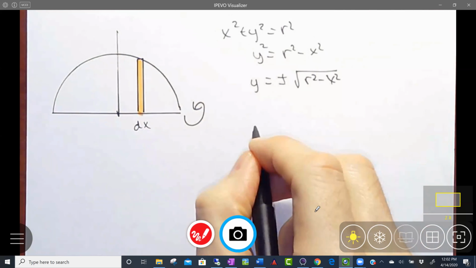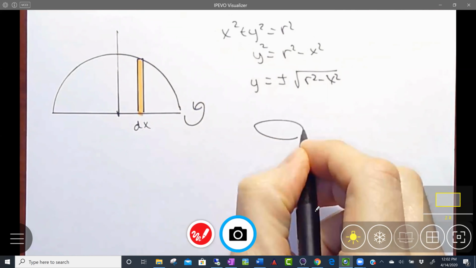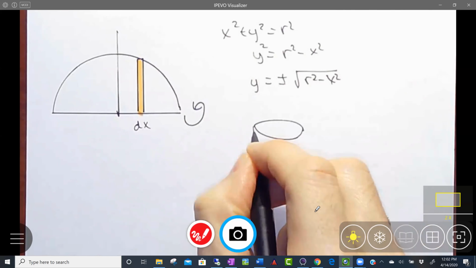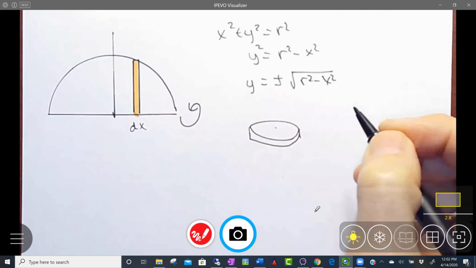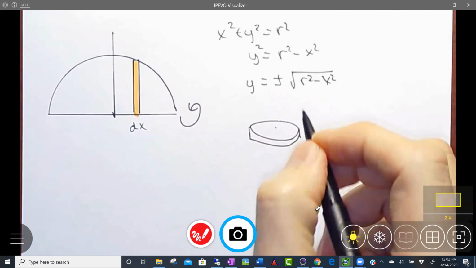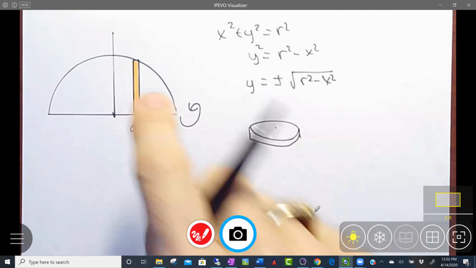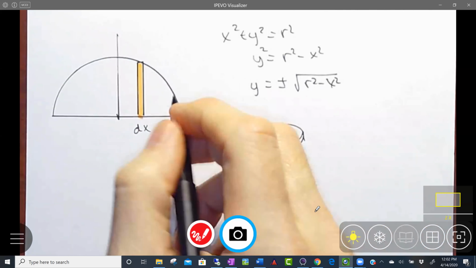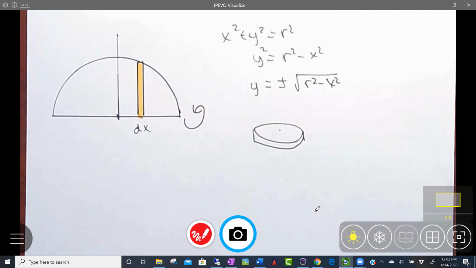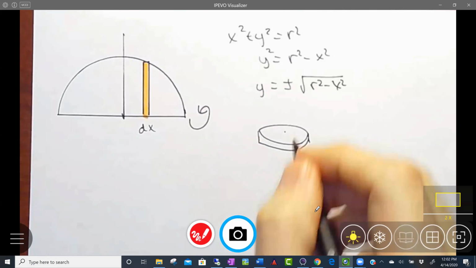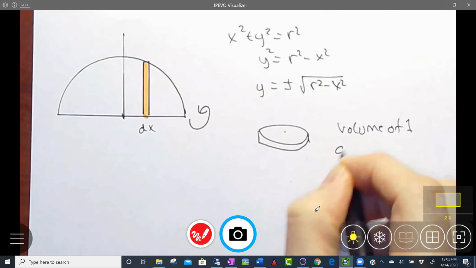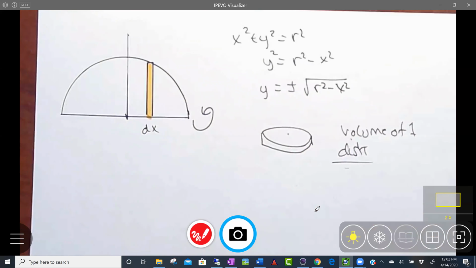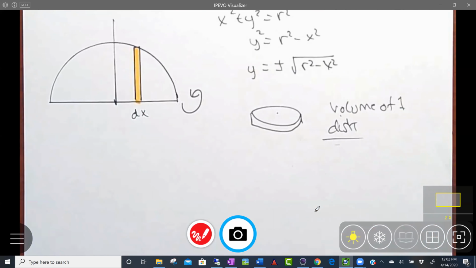All right. Now, here's my little disc. I tend to think of it as a hockey puck, but that's just me. What I want to do is find the volume of that one disk, and then add up the volume of all such disks. So, volume of one disk. If you have questions as I go through this, chime up. Let me know.